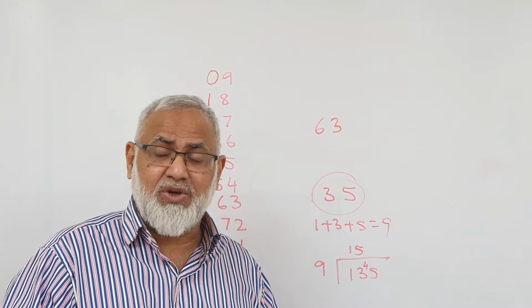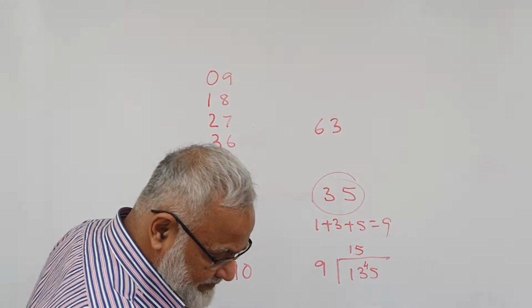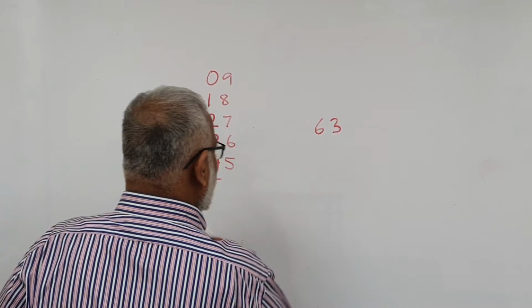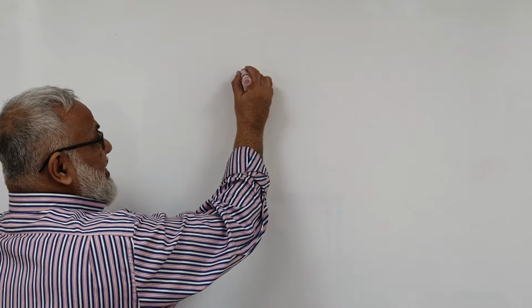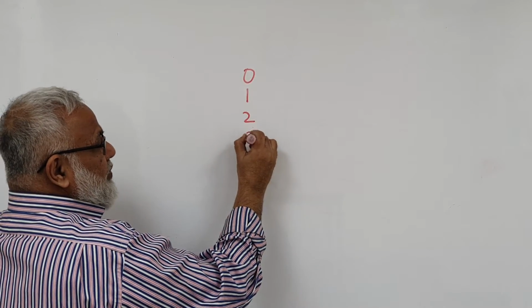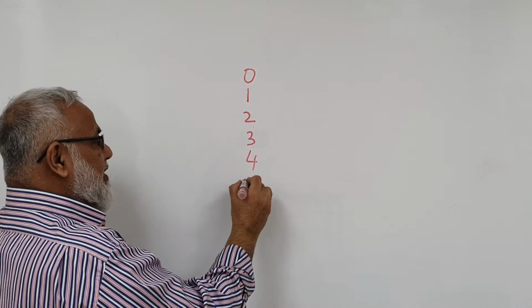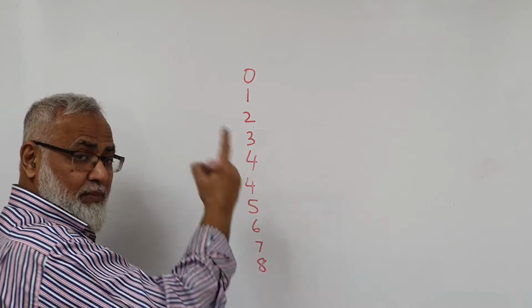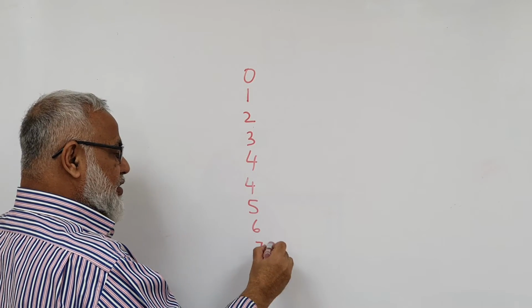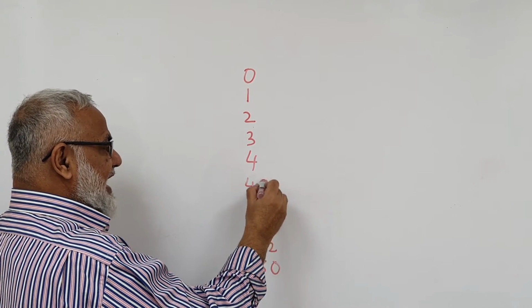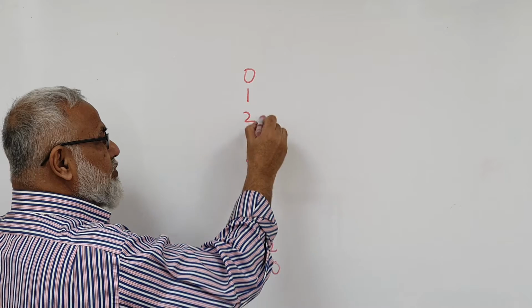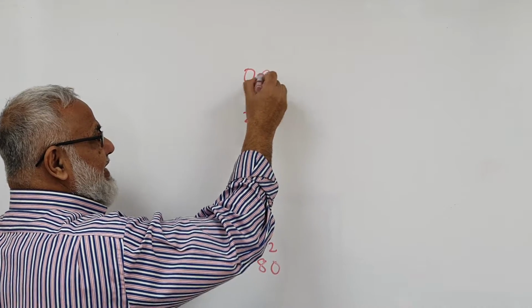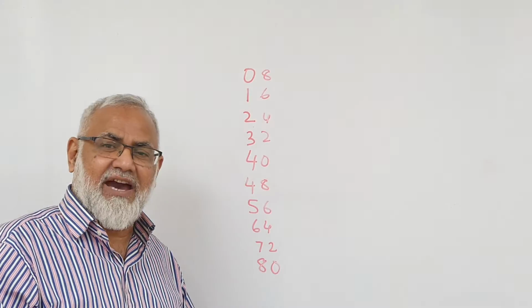Now I'm going to teach you the 8 times table. Zero, 1, 2, 3, 4, and you repeat 4, 5, 6, 7, 8, and go backward in even numbers: 0, 2, 4, 6, 8, 0, 2, 4, 6, 8, and that is the 8 times table.